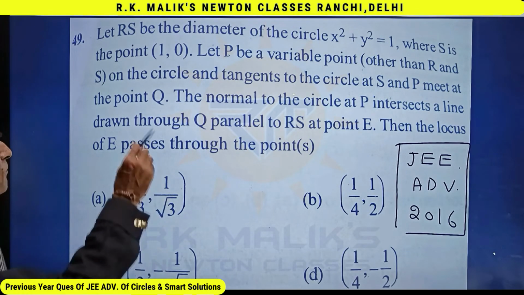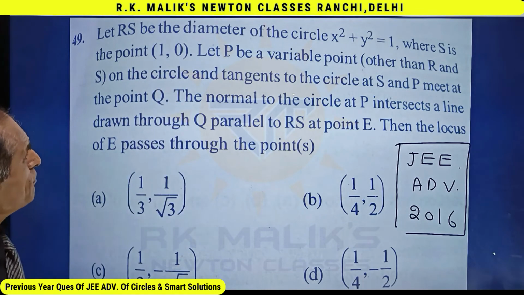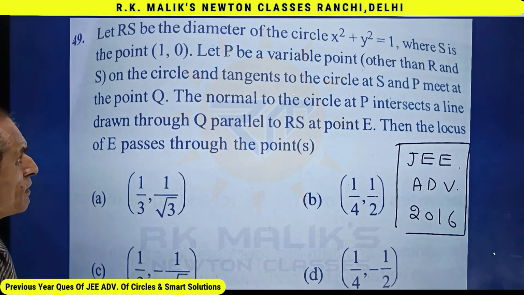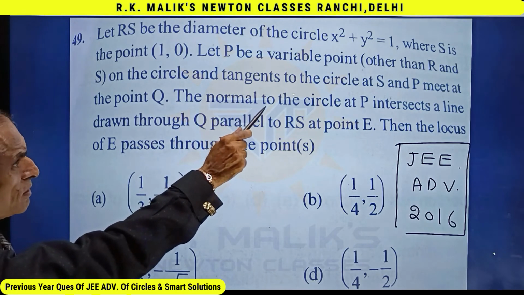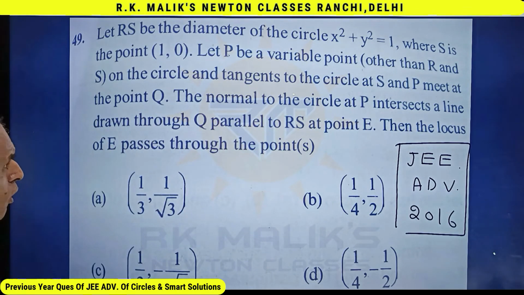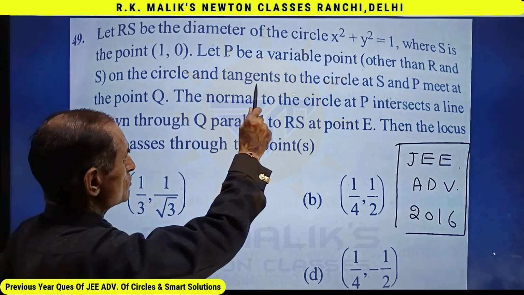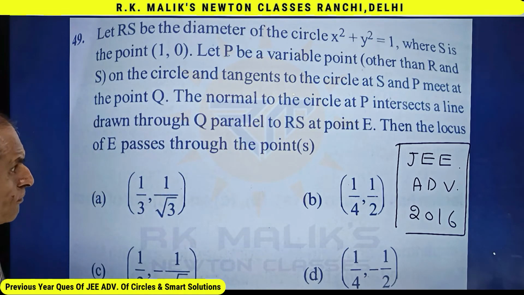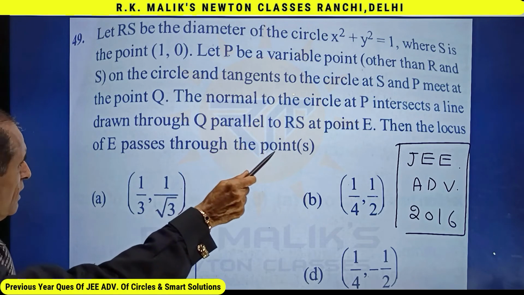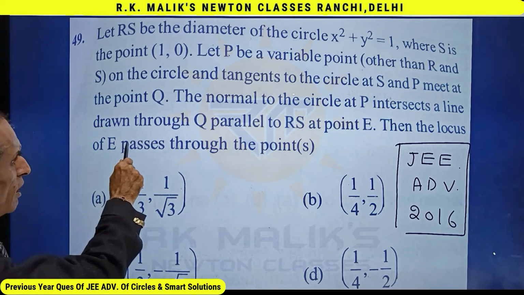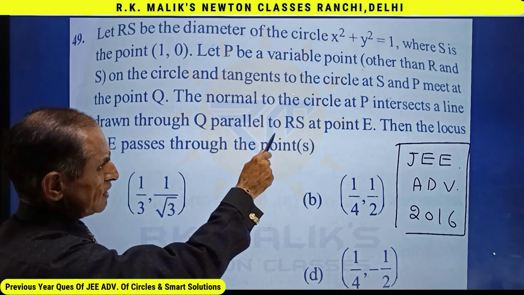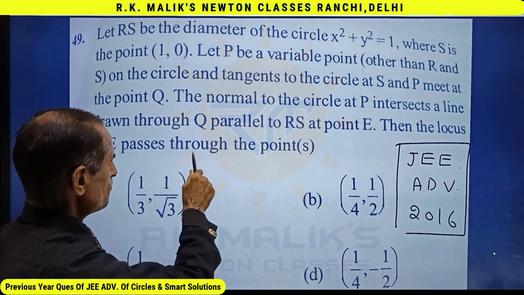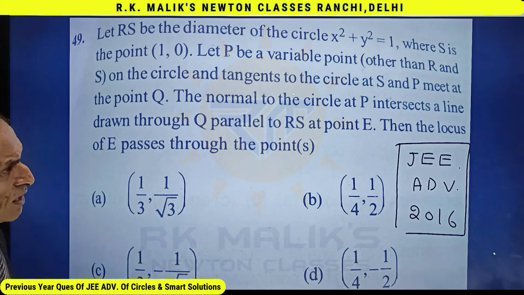In this question it is given that let RS be the diameter of the circle x square plus y square equal to 1 where S is the point 1 0. Let P be a variable point other than R and S on the circle, and tangents drawn to the circle at S and P meet at the point Q. The normal to the circle at P intersects the line drawn through Q parallel to RS at the point E. Then the locus of the point E passes through the points. You have to find the correct choice.